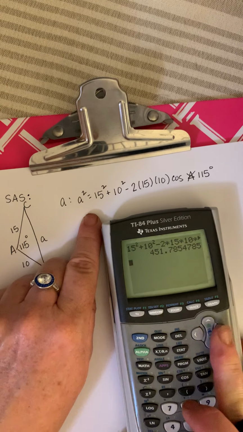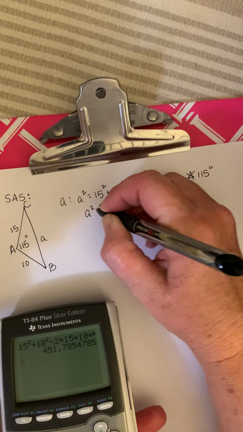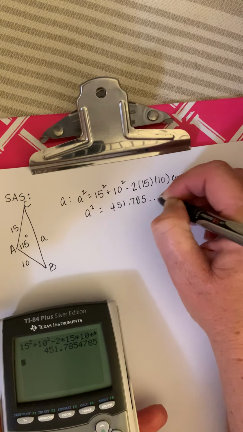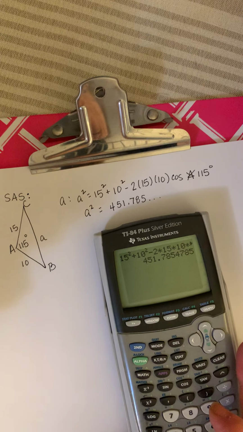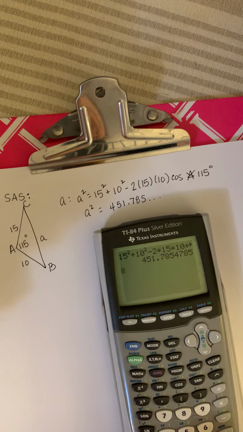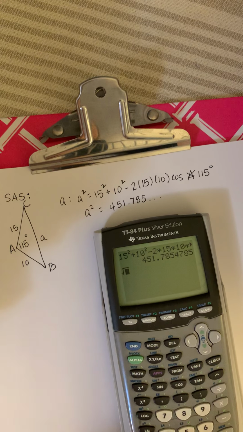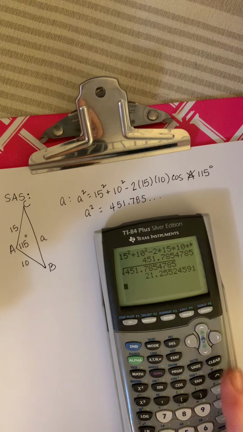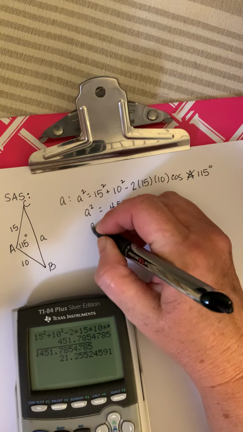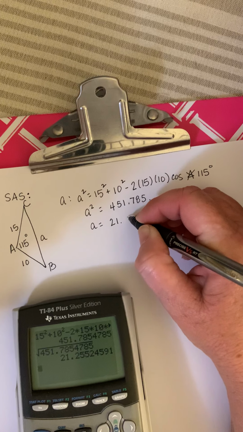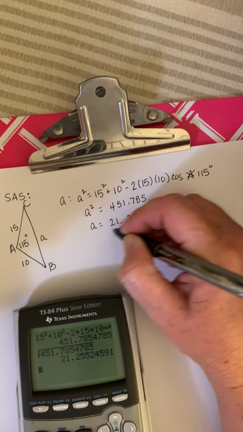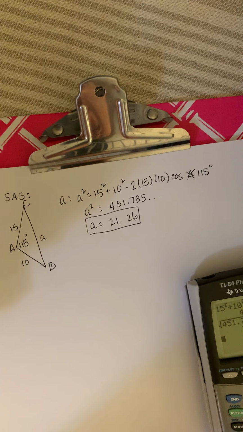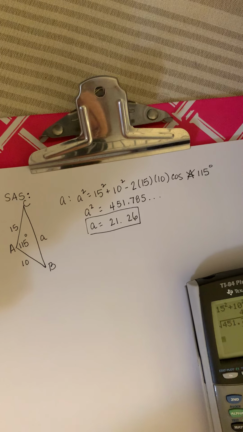And this right here is equal to A squared. Be careful here. Okay, that's not A yet. What do I need to do? I need to square root it. So I'm going to get my square root. I'm going to go up and highlight that, paste it in, take the square root of it without rounding off until the very end, 21.26. Again, as I said, for some reason in the book, tenths on the angles, hundredths on the sides.